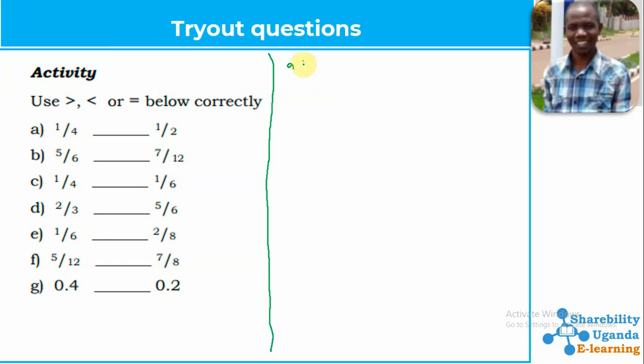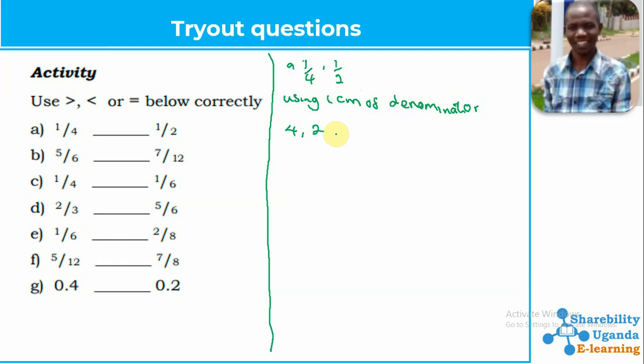In part A we have the fractions 1 out of 4 and 1 out of 2. So we want to look at how we can best answer this and know which one is bigger or which one is smaller. How can we best do that? One, we said we can use the LCM of the denominators. So we have our denominators as 4 and 2.